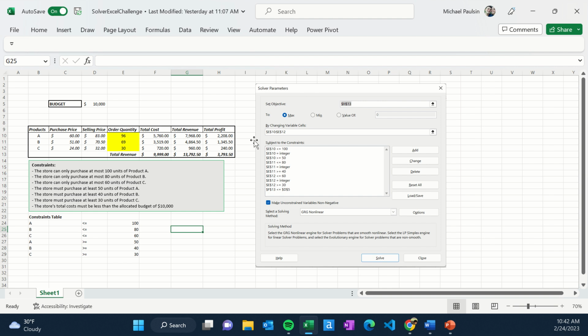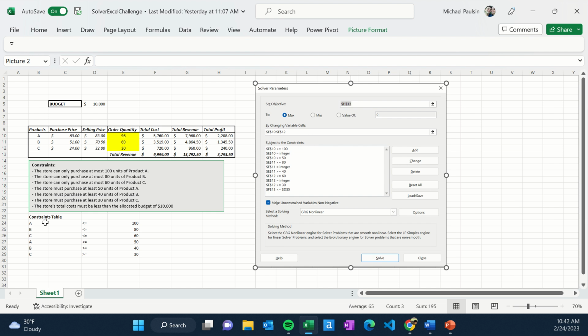So let's go through it. We know our objective, H13, which is our total profit. So we want to maximize that. So set that there and then Max. We want to change the variable cells, cells E10 through E12, listed here.